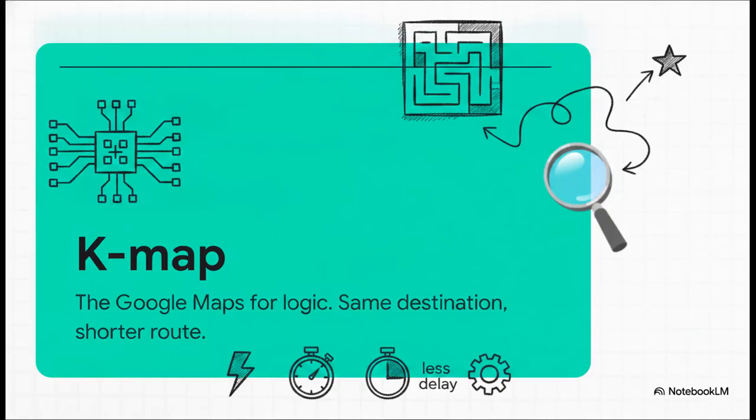Unit 3 is where things get super cool because we start optimizing hardware. We use this tool called a Karnaugh map, or K-map. I love to call this the Google Maps for logic. You arrive at the exact same destination, but you find a way shorter route, which means your final circuit is going to use fewer gates, draw less power, and operate with way less delay. It's just pure engineering efficiency.